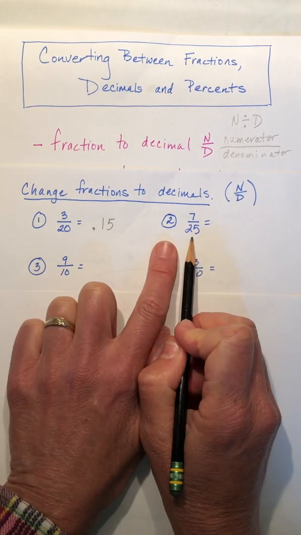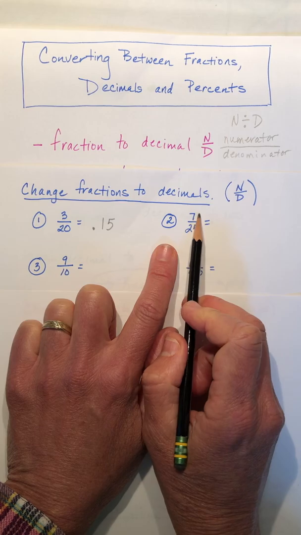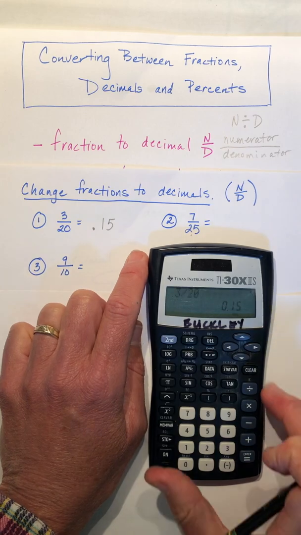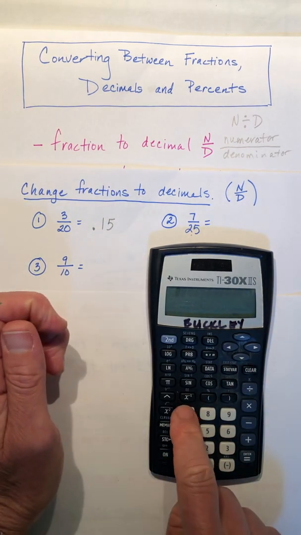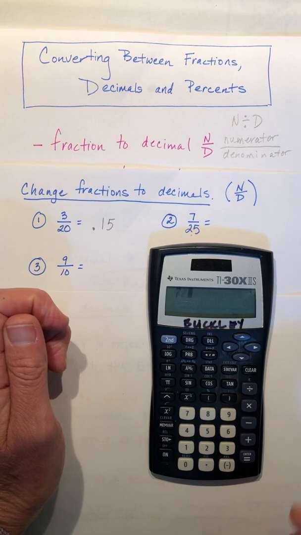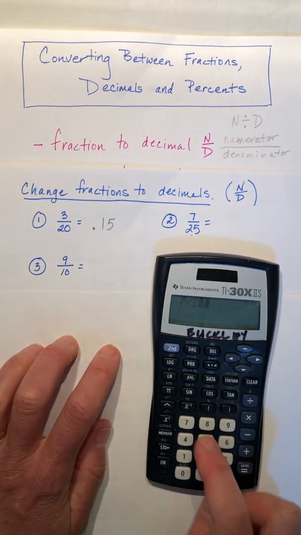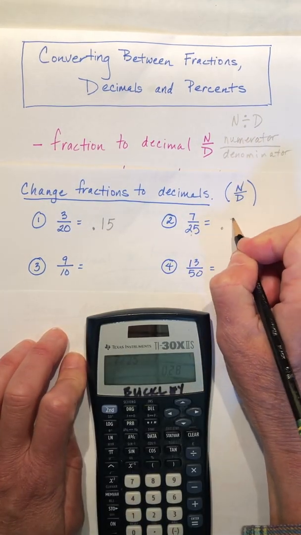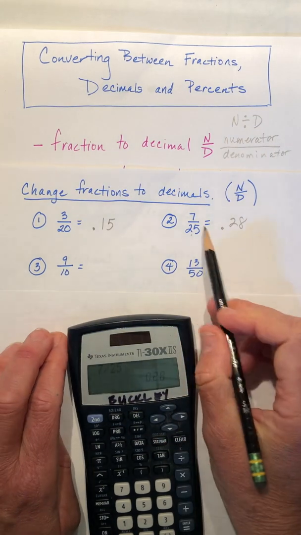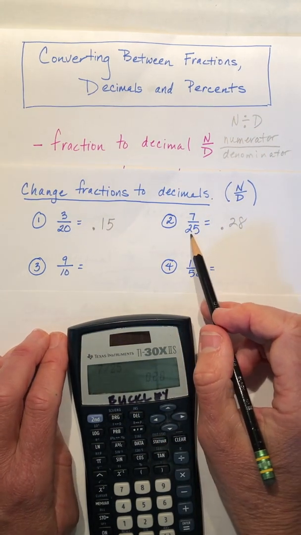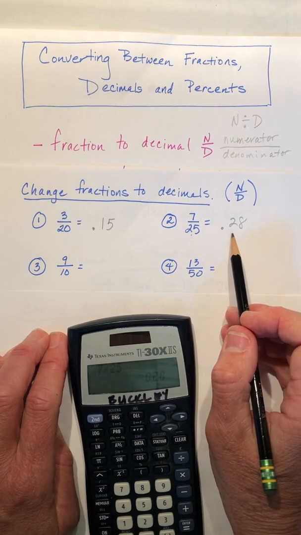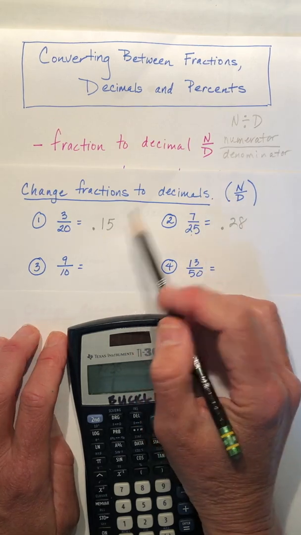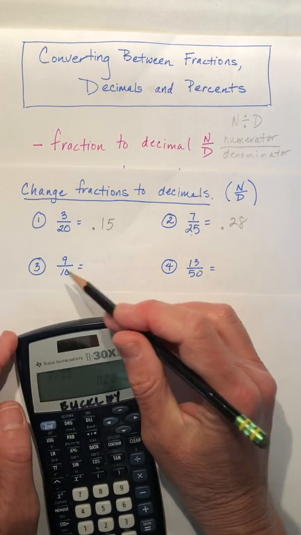Let's look at number 2. So if I want to write 7/25 as a decimal, again, I need to take my calculator. I'm going to clear it. I start with my 7. I'm dividing by the denominator of 25, and I get 0.28. So it seems kind of weird, but 7/25 means the same as 28/100, and 3/20 means the same as 15/100.